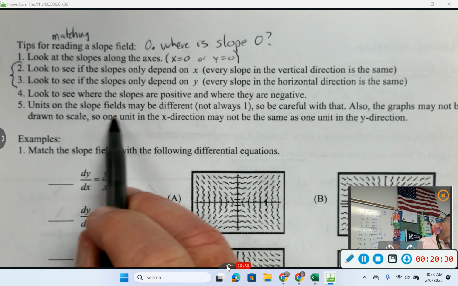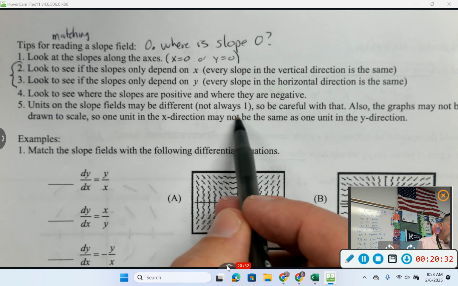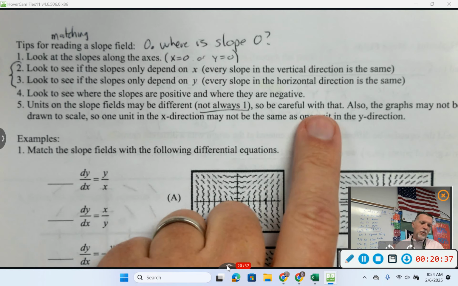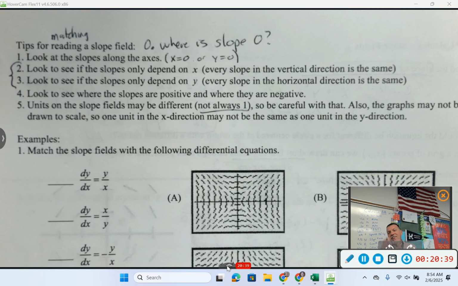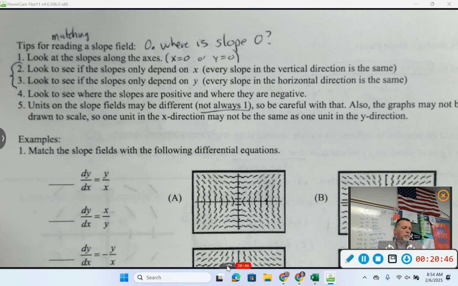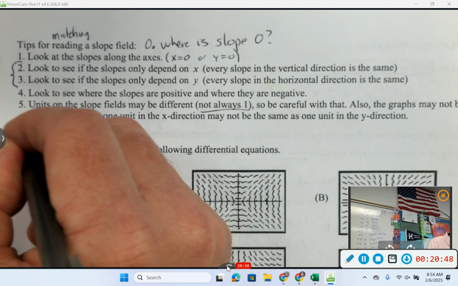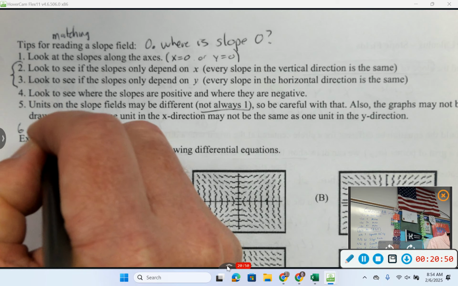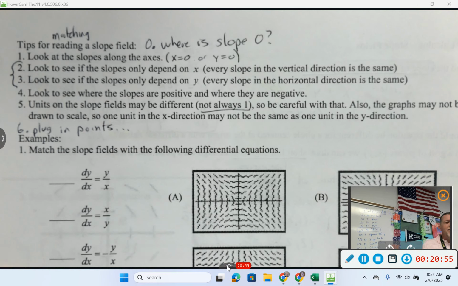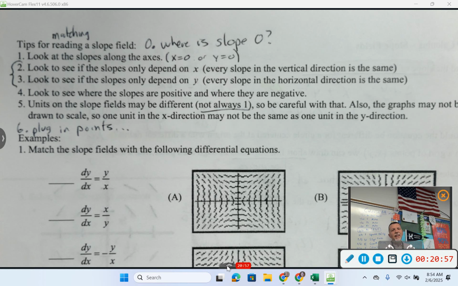And then lastly, units on the slope fields may be different. So be careful about that. It's pretty rare, but if the scaling is off, be careful. It's usually close enough that that's not an issue. And I guess the last thing is if you're really stuck, you can just start plugging in points. That's kind of tedious, kind of a pain, but if you absolutely can't figure it out, then that's what you're left with.